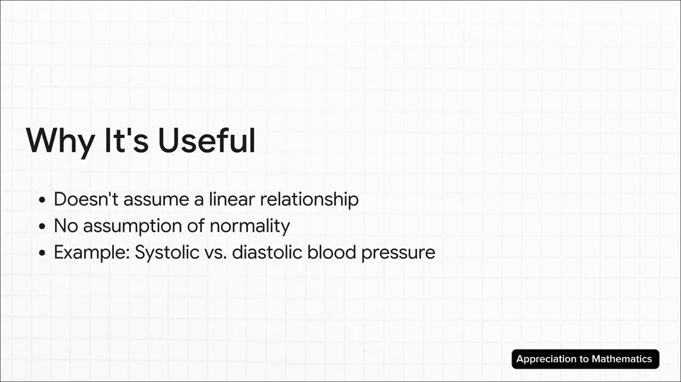And this is why Spearman's is so incredibly useful. Let's be honest, real-world data is almost never perfect. It's messy. This tool is more forgiving. It doesn't demand a perfectly straight line, and it doesn't get confused by the kind of weird data that would completely throw Pearson's off. A great example is blood pressure. Systolic and diastolic readings usually go up and down together, but it's not a perfect line. That's a classic case for Spearman's.